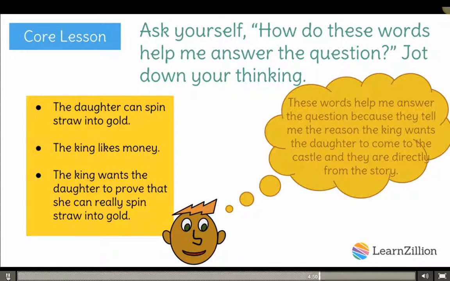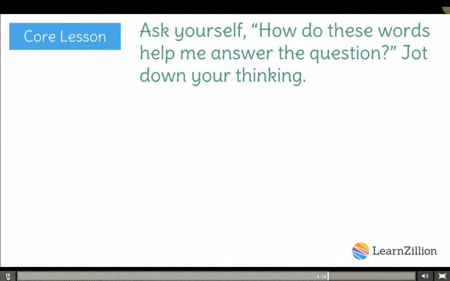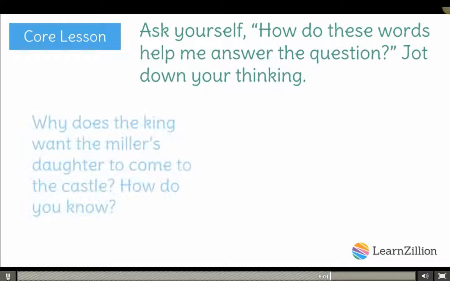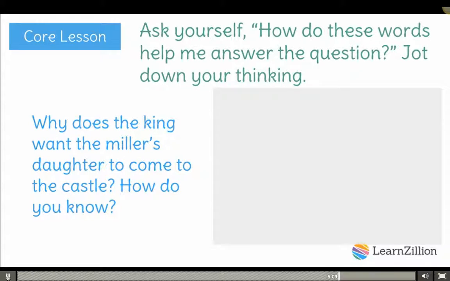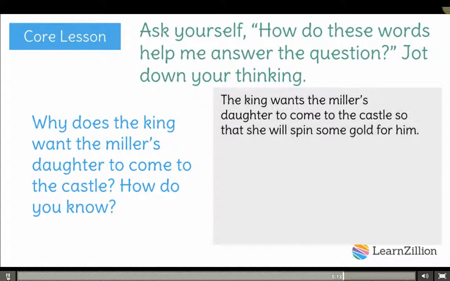These words help me answer the question because they tell me the reason the king wants the daughter to come to the castle, and they were directly from the story. So to answer the question, why does the king want the miller's daughter to come to the castle, and how do you know? I begin with the reason the king wants the daughter to come.